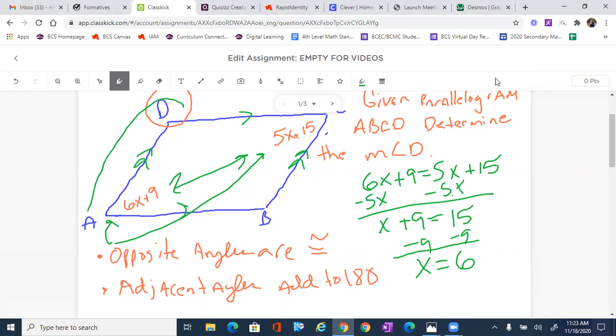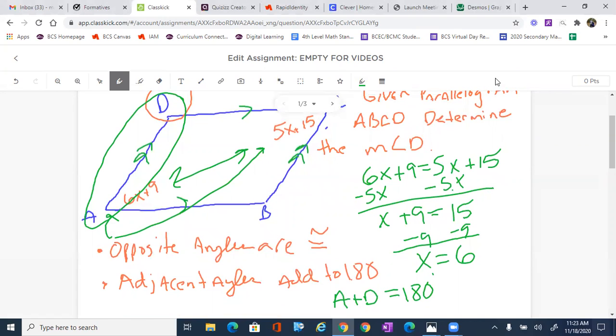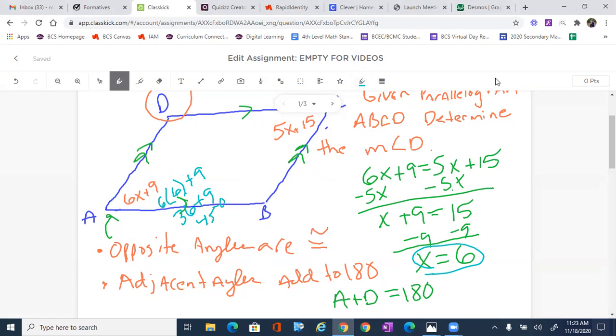Well, the one thing I know is that A plus D is going to be equal to 180 degrees. So let's go ahead and find out what A is. In order to find out what A is, I am simply going to take the 6 that we solved for with x, and plug it into the formula. So 6 times 6 plus 9. 6 times 6 is 36, plus 9 is 45. So this is a 45-degree angle.